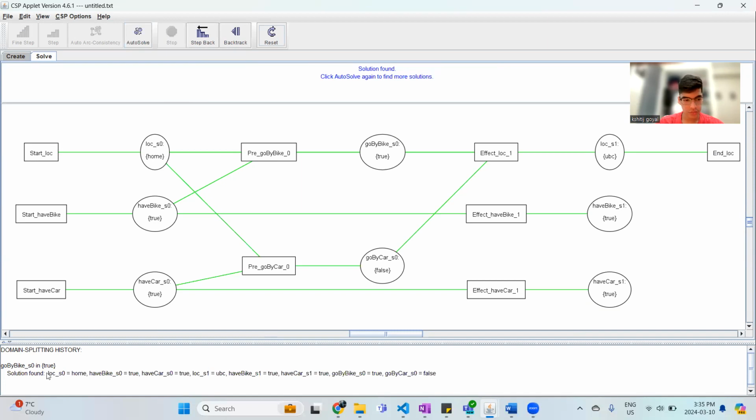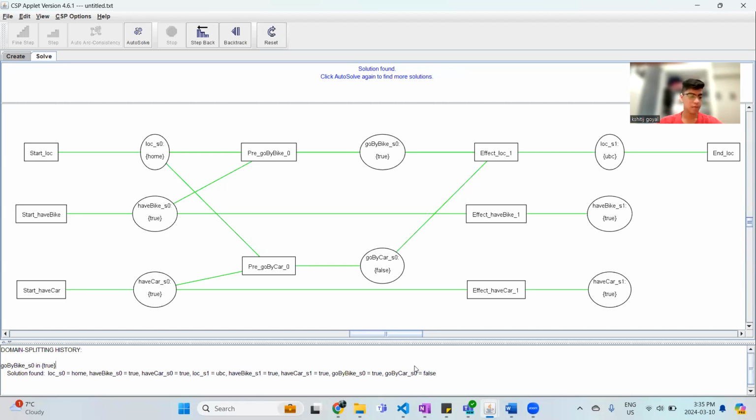And there we go. We found a solution where location is home, have bike is true, have car is true. So this is the initial state. And then state one is UBC. Have bike is true and have car is true. And then this shows that you go by bike and you don't go by car. So go by car, state zero is false, and go by bike is true.